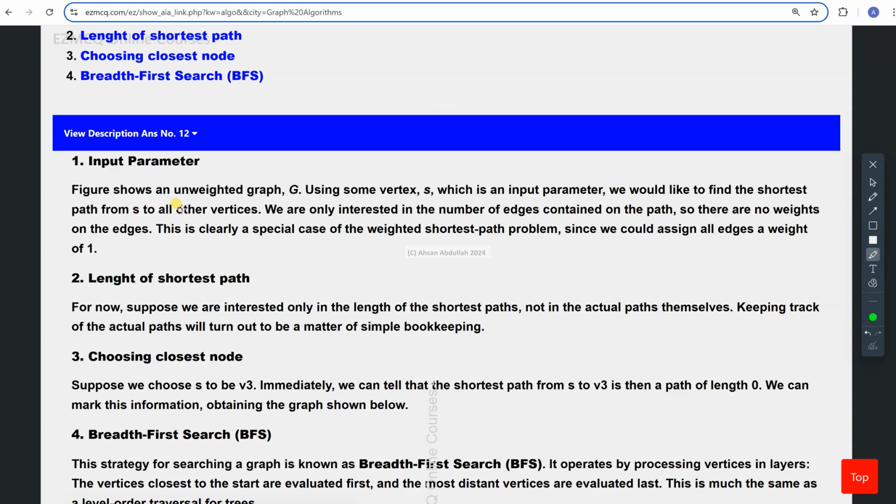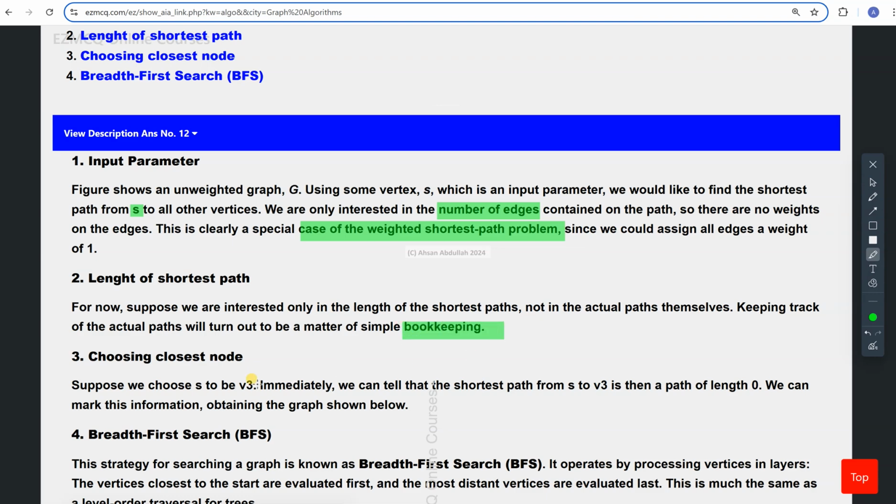Find the shortest path from S to all other vertices. So S is the starting vertex, and we are interested in the number of edges. Why? Because the graph is unweighted, so there are no weights on the edges. This is clearly a special case of the weighted shortest path problem. Special case meaning that the edge weights are all identical, one, or they're infinite, a missing edge. So learn the shortest path. Keeping track of the actual paths will turn out to be a matter of simple bookkeeping.